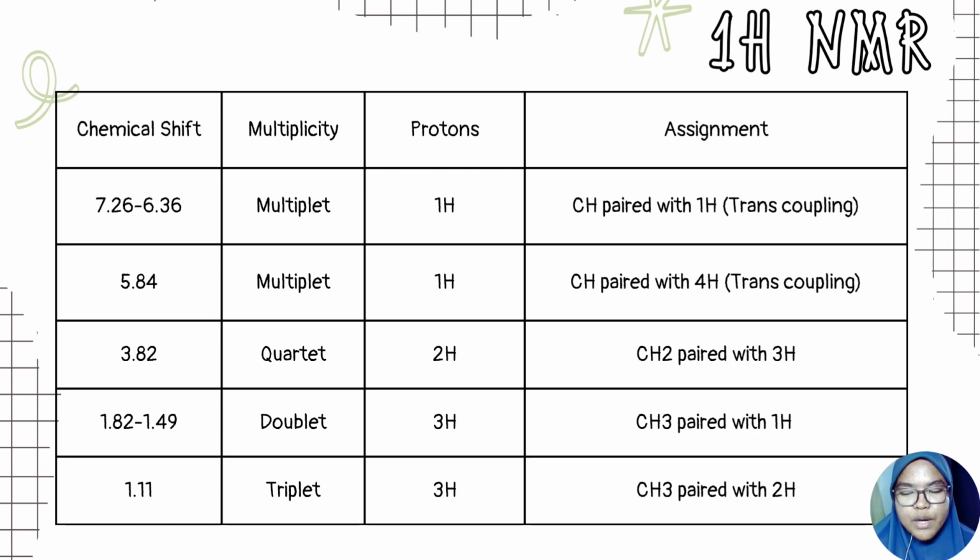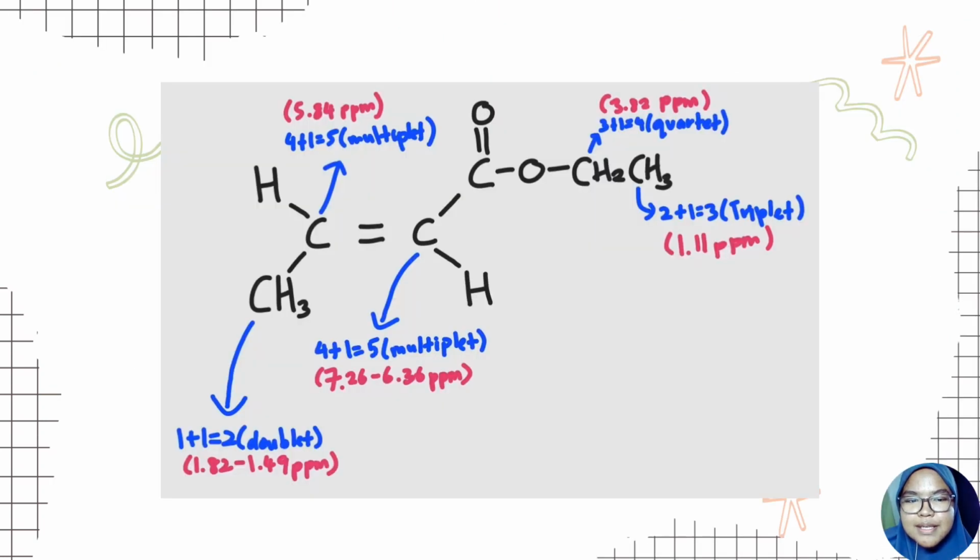Next, at 1.82 until 1.49 ppm it shows as a doublet with 3H protons. Lastly, at 1.11 ppm it shows a triplet, also with 3H protons. This is the structure that we predict. We can know why each of the protons shows different multiplicity by using the n plus 1 rule.